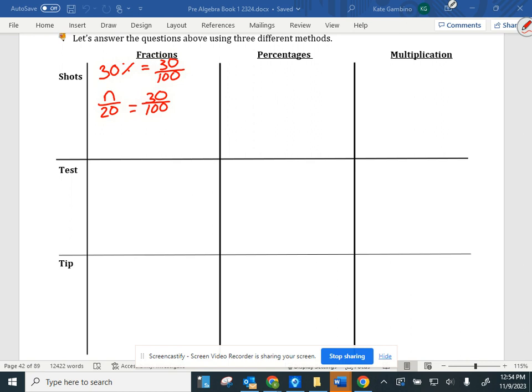Yeah. If we're dividing by 20 and we want to get N by itself, we're going to multiply each side by 20. So this will cancel out. We can multiply across and then divide by 100, or we can cross simplify. So 30 times 20 would be 600 over 100. Simplify it down, and how many shots did she make? Lauren? 6. 6 divided by 1 is 6. She made 6 shots.